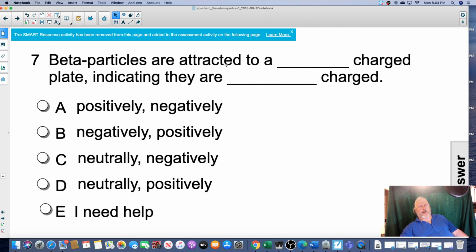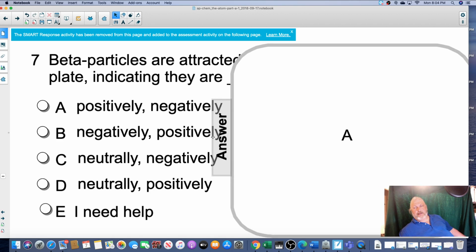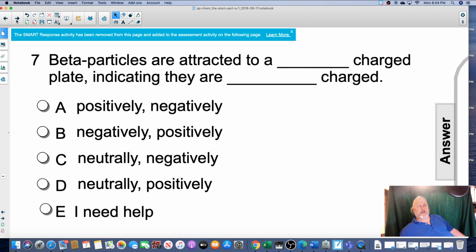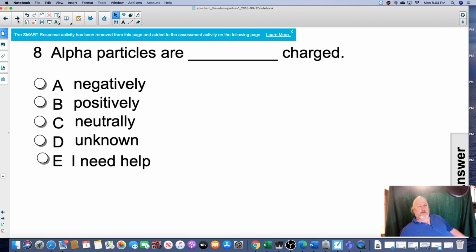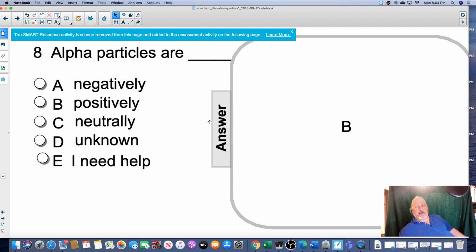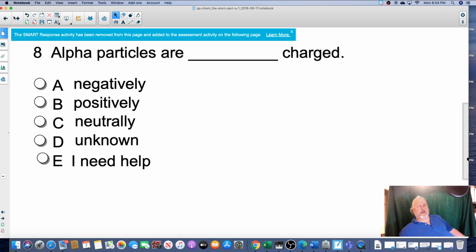Now, beta particles are attracted to what? A positively charged plate, indicating that they are what? Negatively charged? Well, they are. They're attracted toward the positively charged plate because they're electrons and they're negatively charged, so that should be A, and it is. Alpha particles are positively charged because they have protons, so that's B.